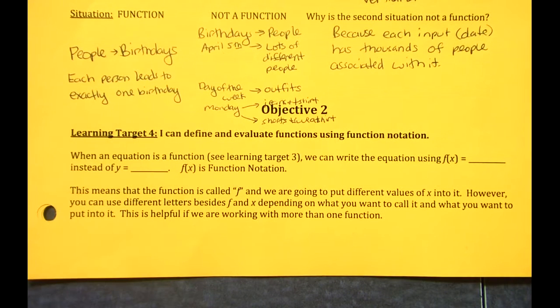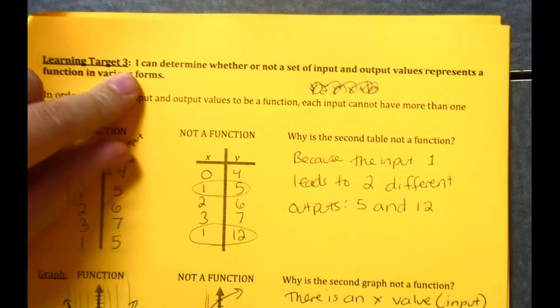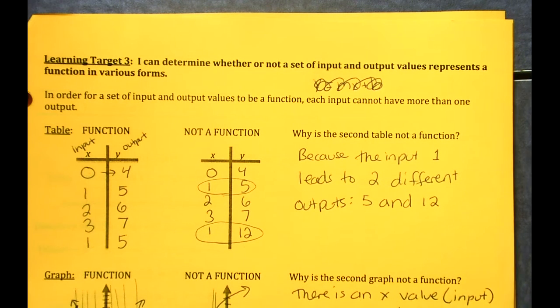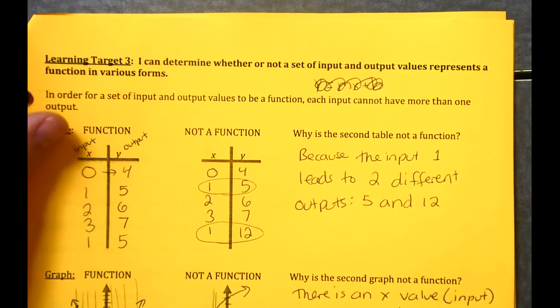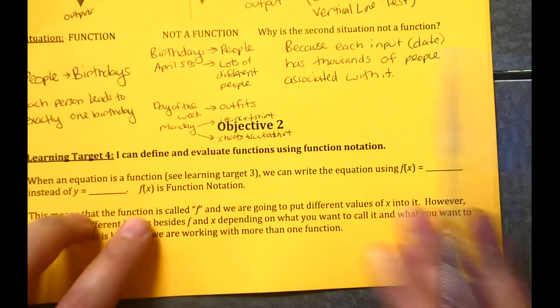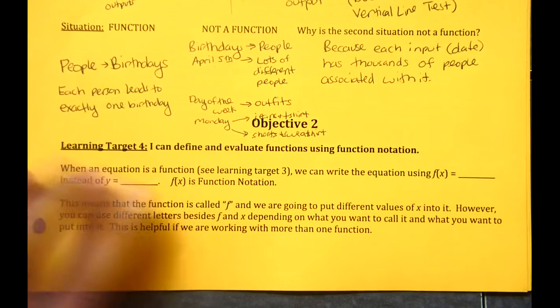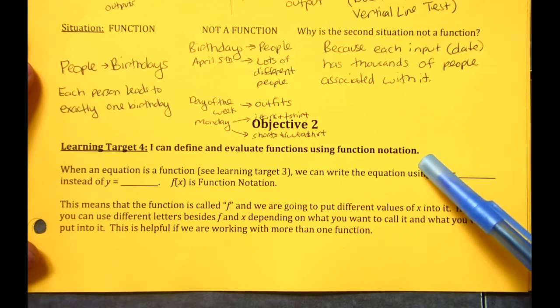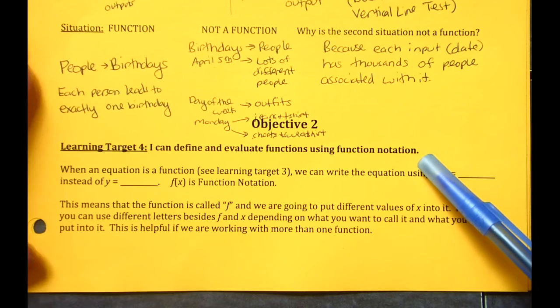So we just finished talking about, or we've been practicing, learning target 3, which said that I can determine whether or not a set of input and output values represents a function in various forms: tables, graphs, and situations. And we talked about how it's important to know if a relationship is a function or not, because if it's a function, that means we can do certain things with it. And using function notation is one of those things.